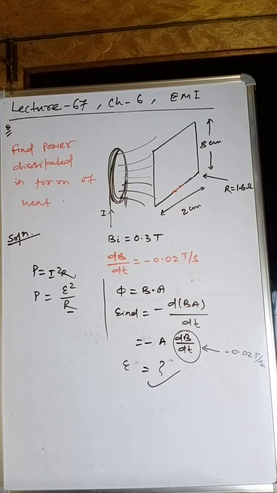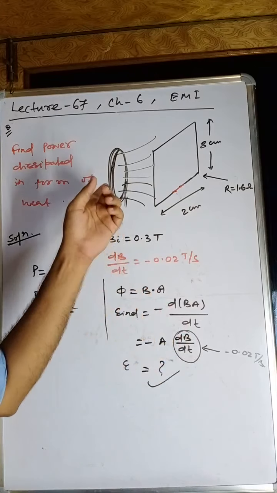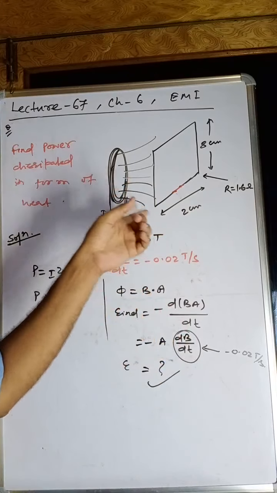In fact, in the question it has been asked, what is the source of power dissipation? So the source of power dissipation is the change of magnetic flux through the coil. You can write that.